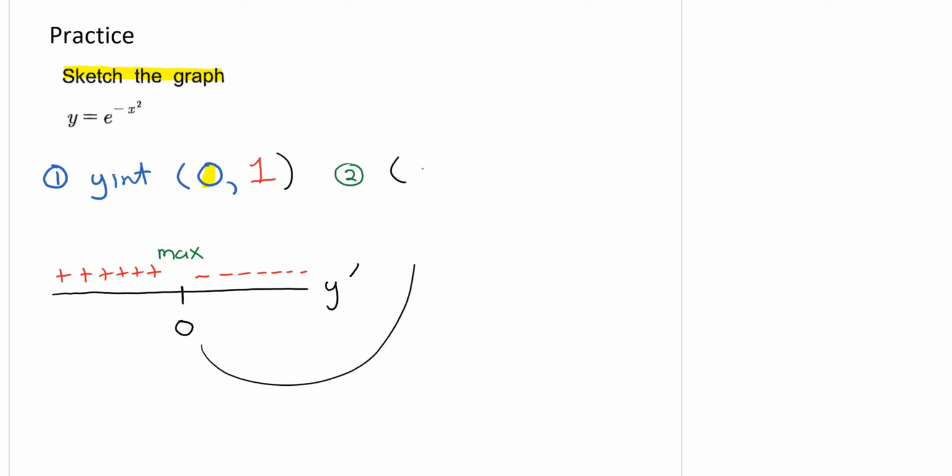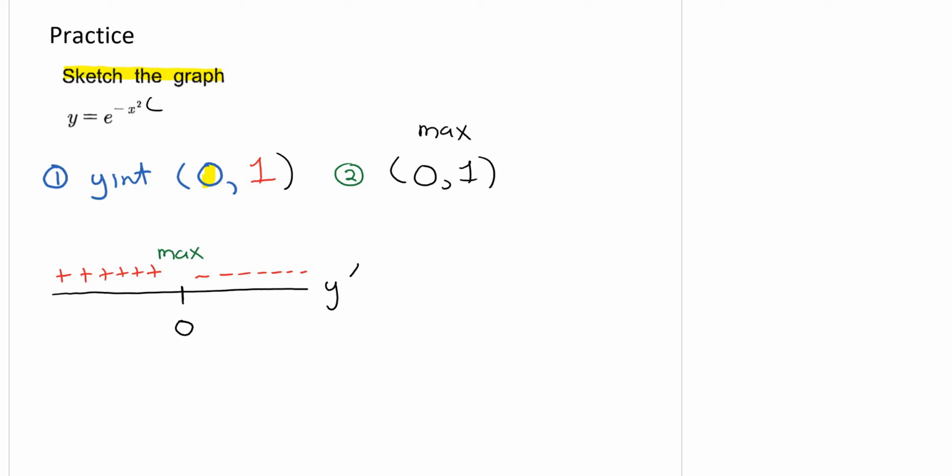Let's plug 0 back into the original function. If I do that, I will have e to the power 0, and e to the power 0 is 1. So it turns out that our y-intercept is going to be a maximum. So this right here is a max.